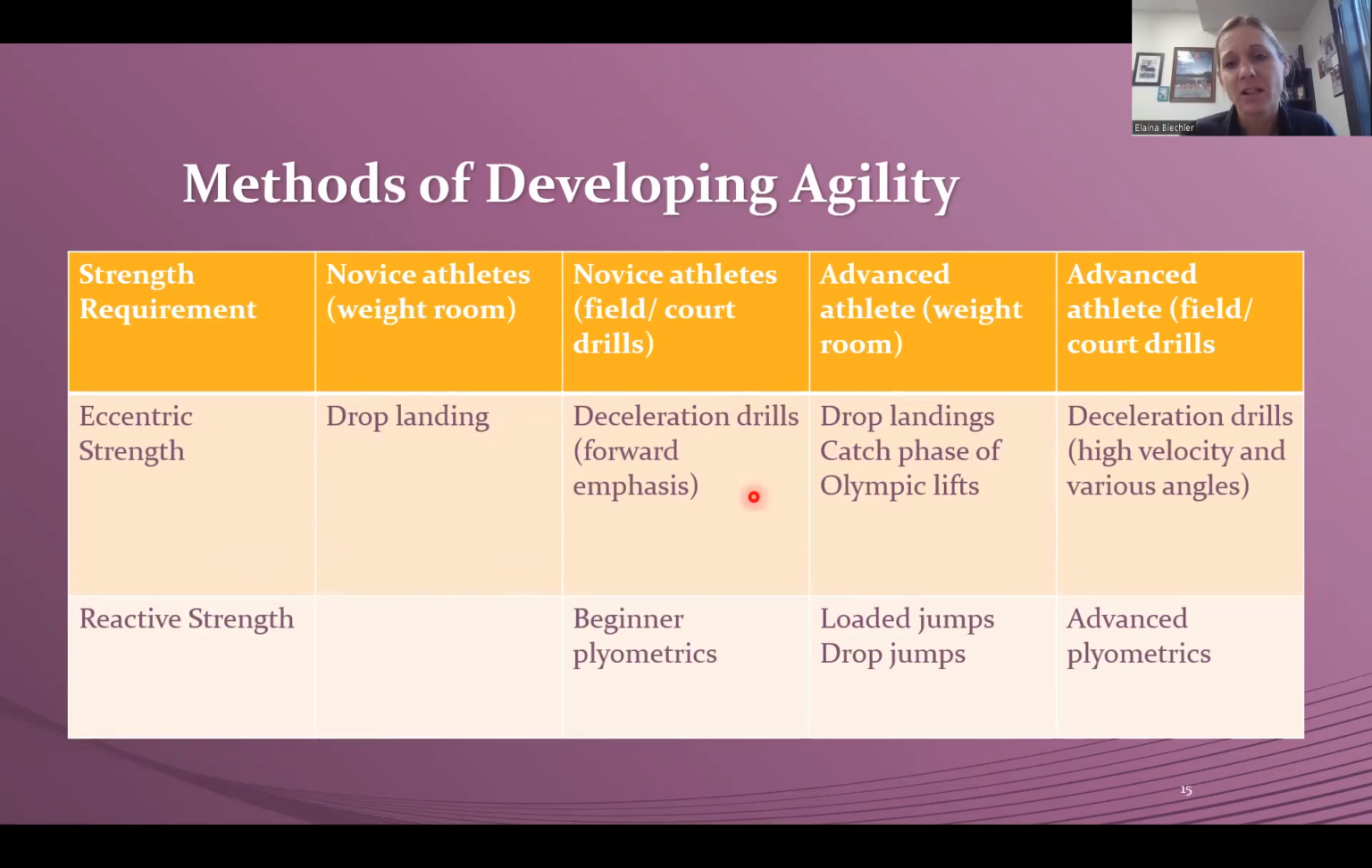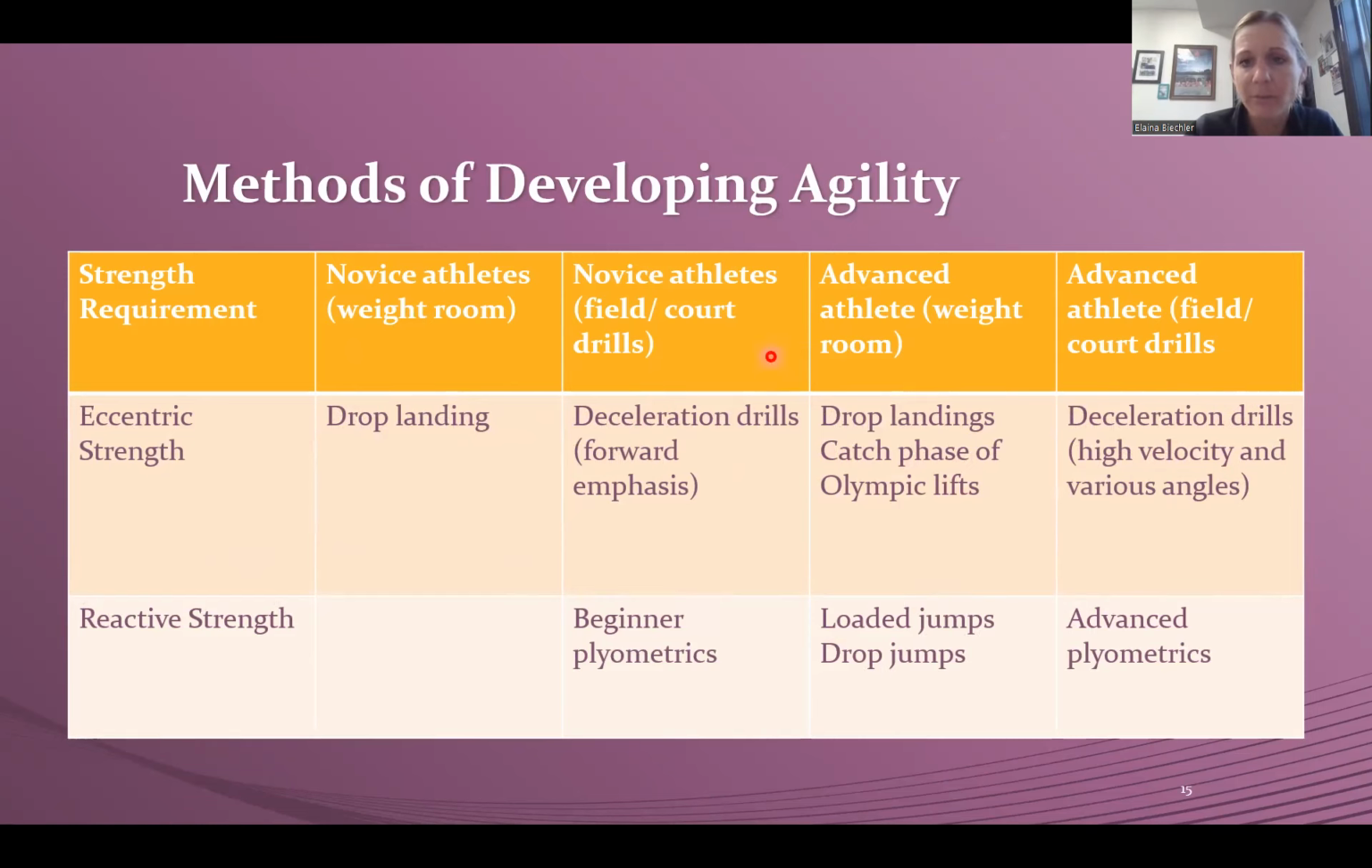We can do some deceleration drills for both the advanced and novice athletes where we are getting up to speed and then getting ourselves to a stopping point. For our advanced athletes, we might use some various angles for deceleration. So again, trying to run diagonally, but also even running backwards and decelerating is important as well.